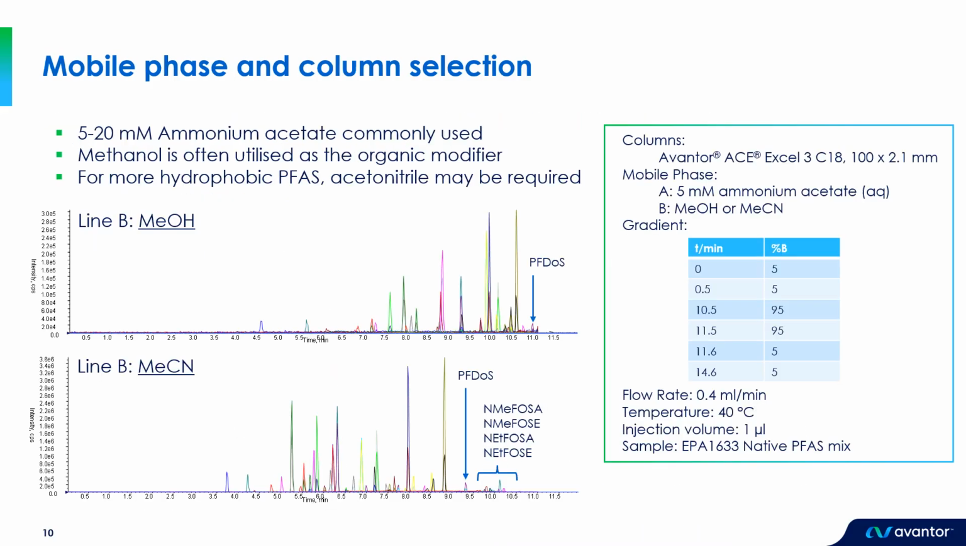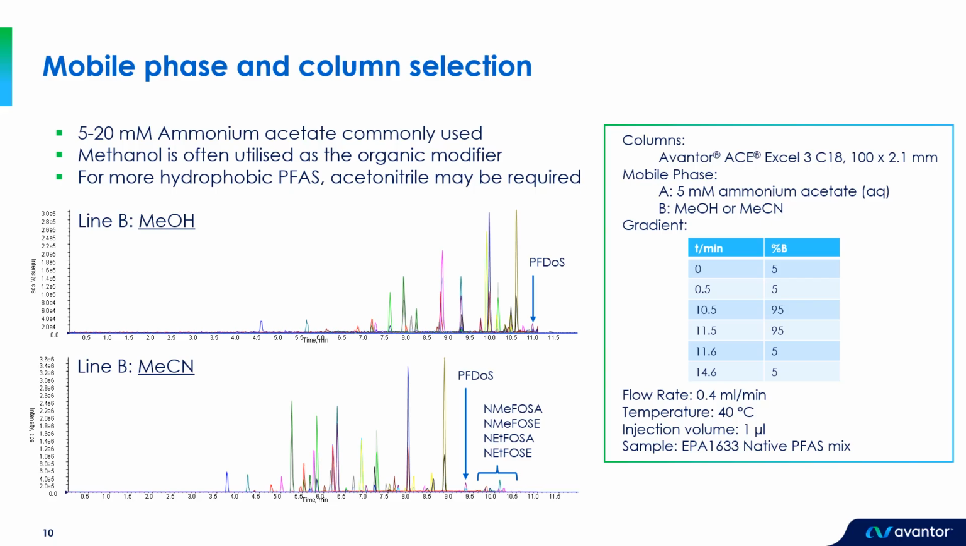So as we mentioned, ammonium acetate is commonly used as a buffer for PFAS analysis, and this is a very nice volatile buffer. It's fully compatible with mass spectrometry, and you'll typically find that many methods tend to employ buffer concentrations of around 5 to 20 millimolar. You'll find that for many methods, methanol is used as the organic modifier, but for some of the more hydrophobic PFAS, we tend to use acetonitrile instead.